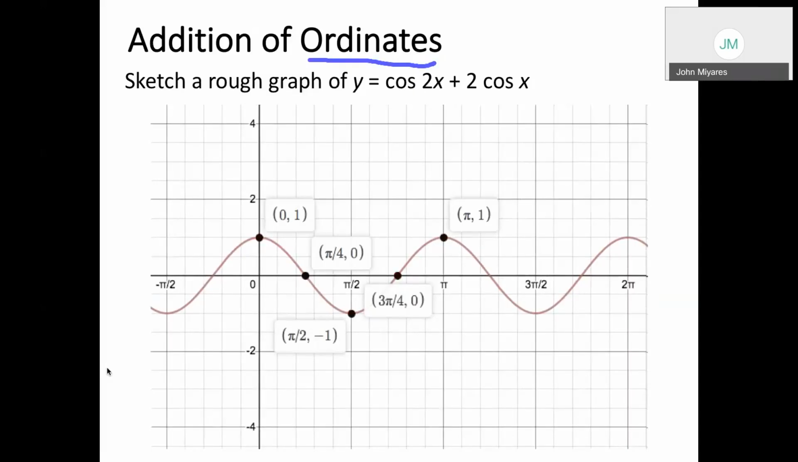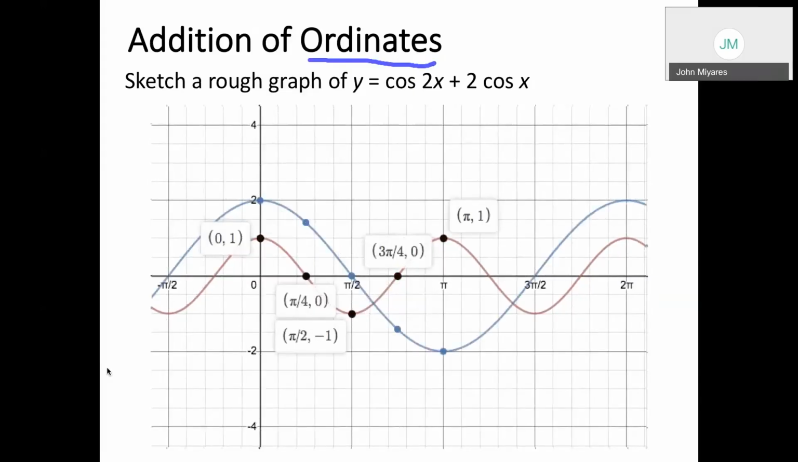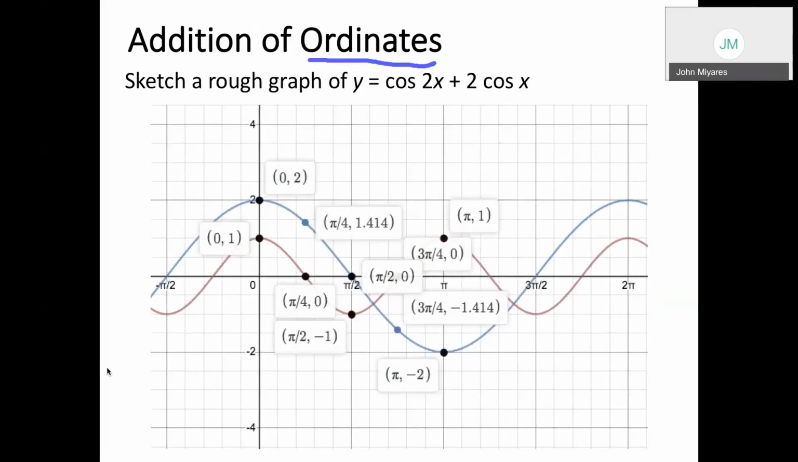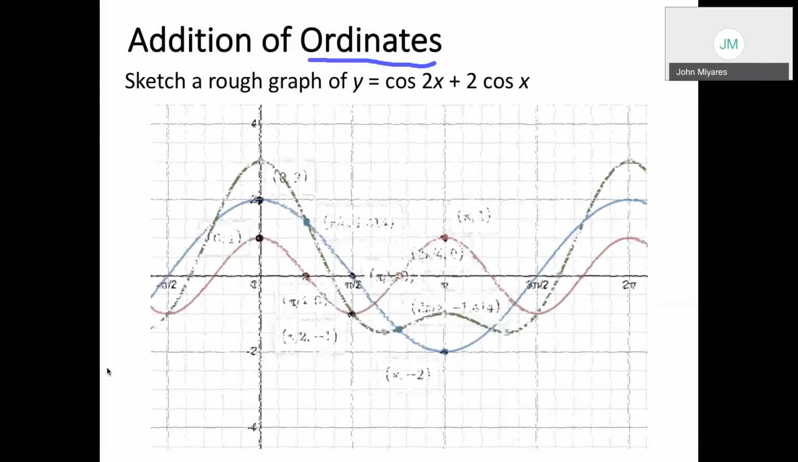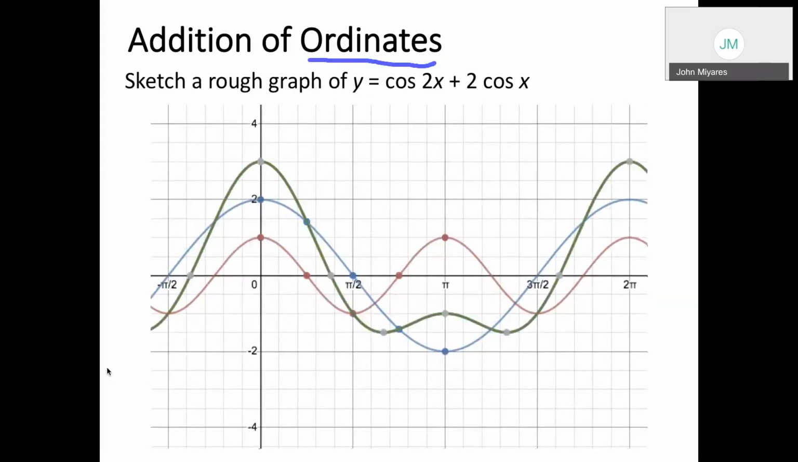On this same graph, I'm going to have y equals 2 cosine x in blue, which has an amplitude of 2 and a period of 2 pi. Again, I'll label some points here for reference. The function I want to sketch is the sum of these two, y equals cosine 2x plus 2 cosine x. And generally what we would want to do is add the y values together for every corresponding x and then connect the dots.